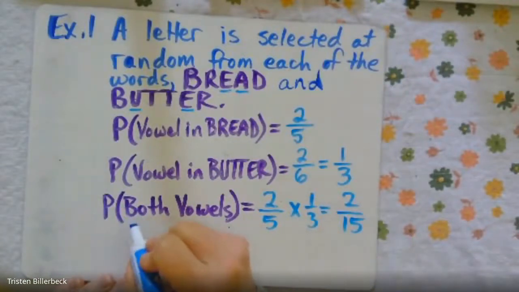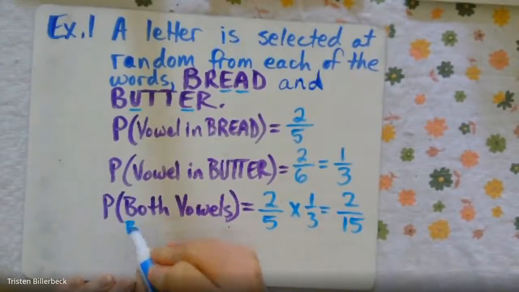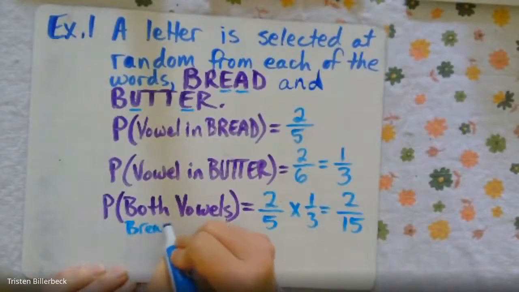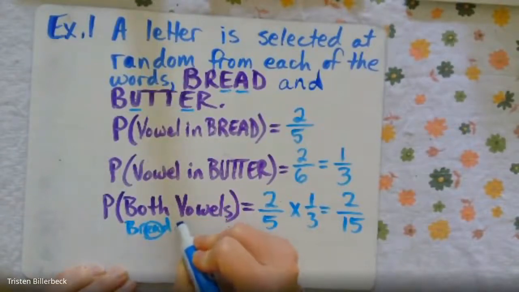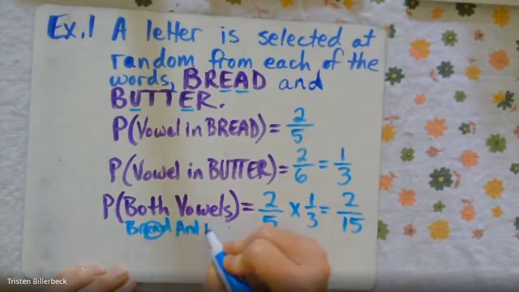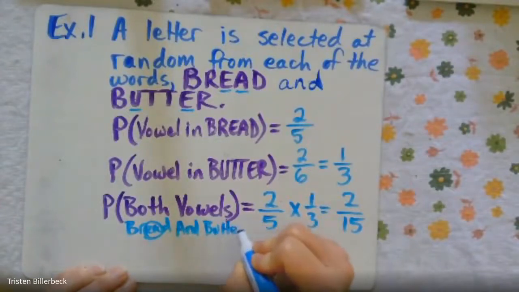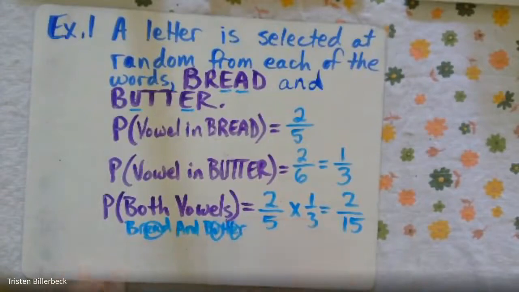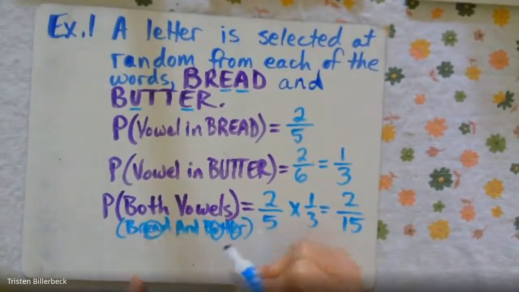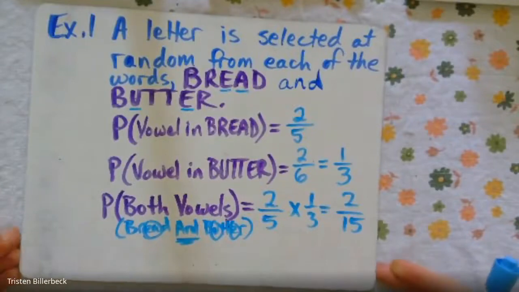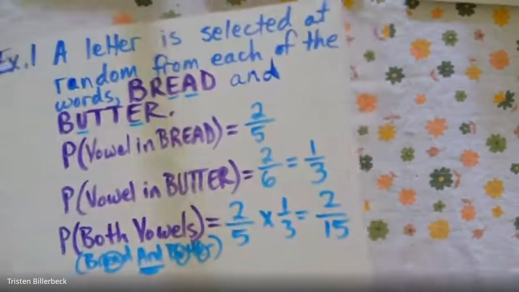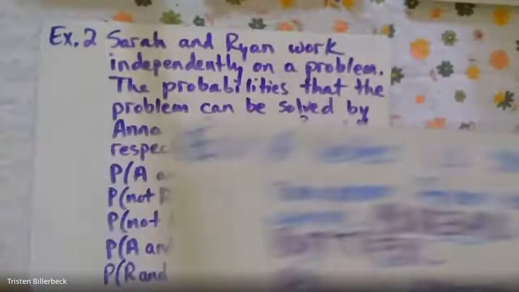So this again is the probability of bread vowels and butter vowels. Okay, so that's what this one is. So there's an "and" there. When we see an "and," we multiply. That's very important. Ors we add, ands we multiply.